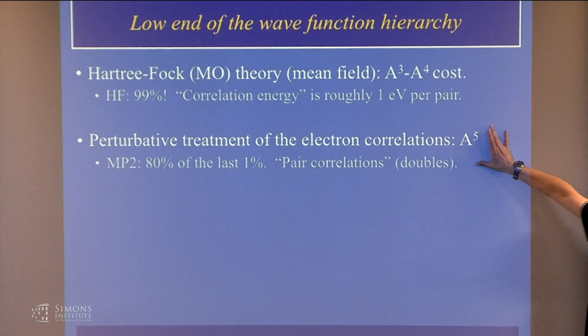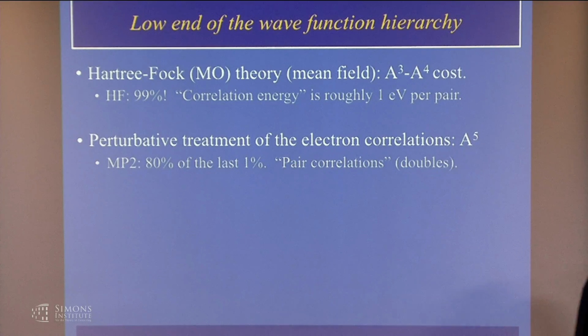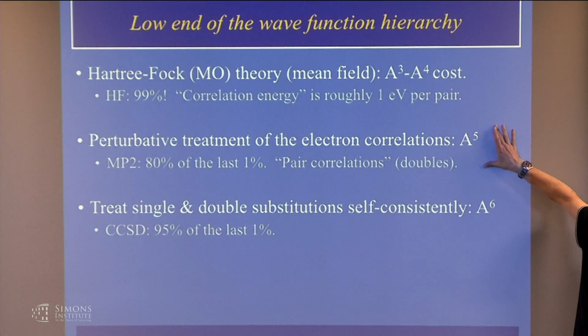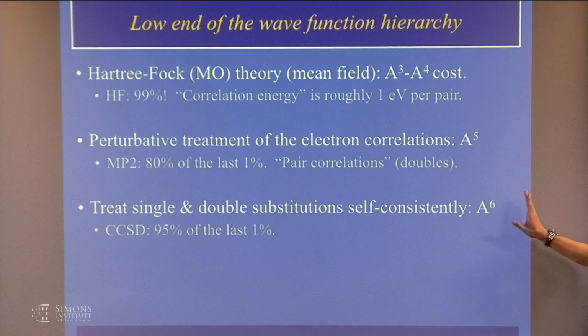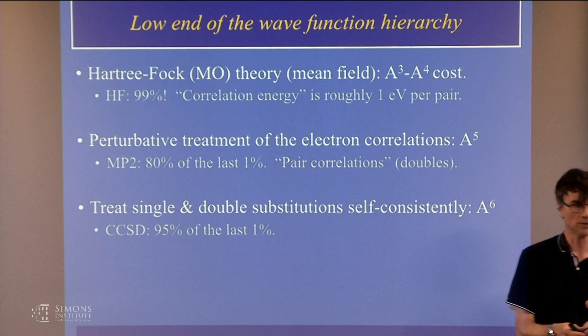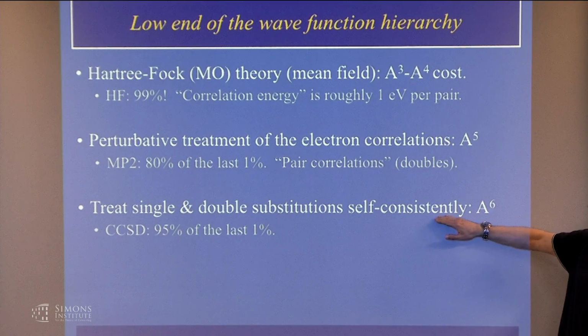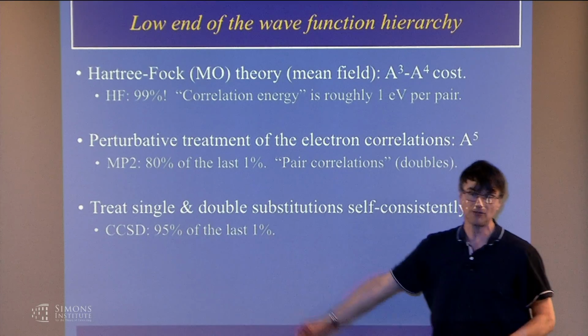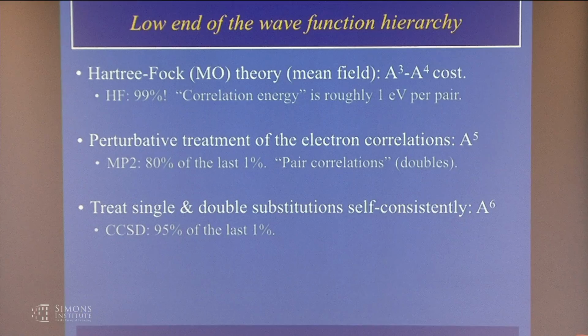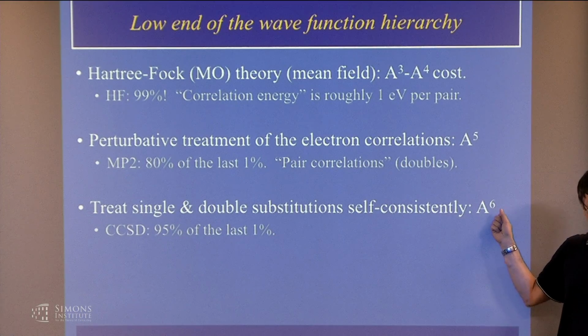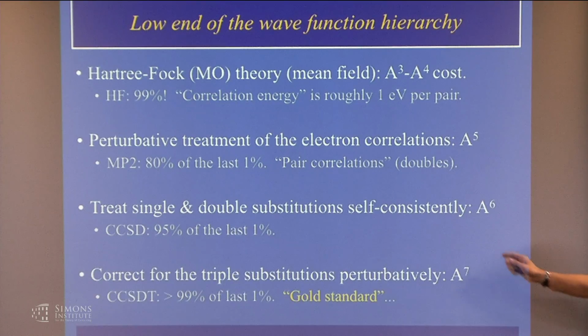You can apply perturbation theory, maybe getting between 80 and 120% of the last 1%. That's no longer useful because DFT is more accurate. Or you can do coupled cluster theory, which treats the single and double promotions of electrons from the mean field into empty orbitals self-consistently. That gives you about 95% of the last 1% of the energy. Turns out that's still not quite good enough for chemical accuracy. You have to at least include the 3-body correlations.